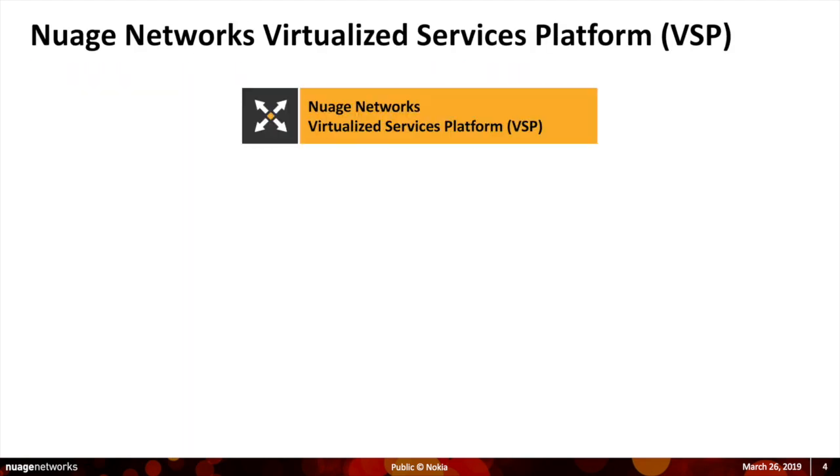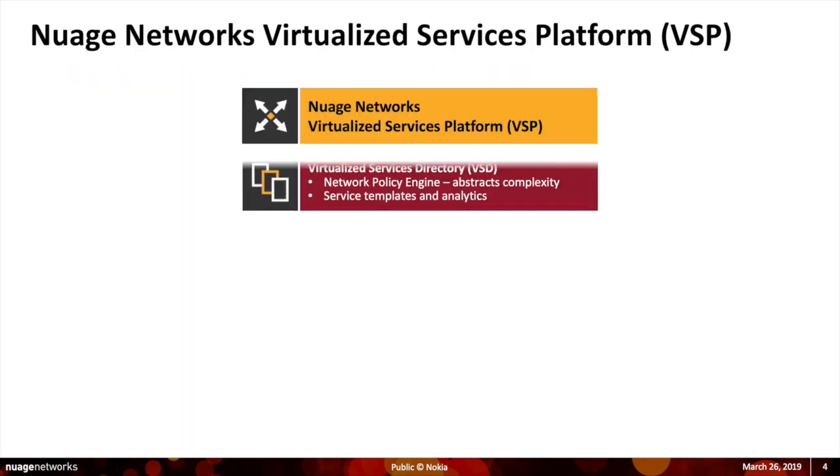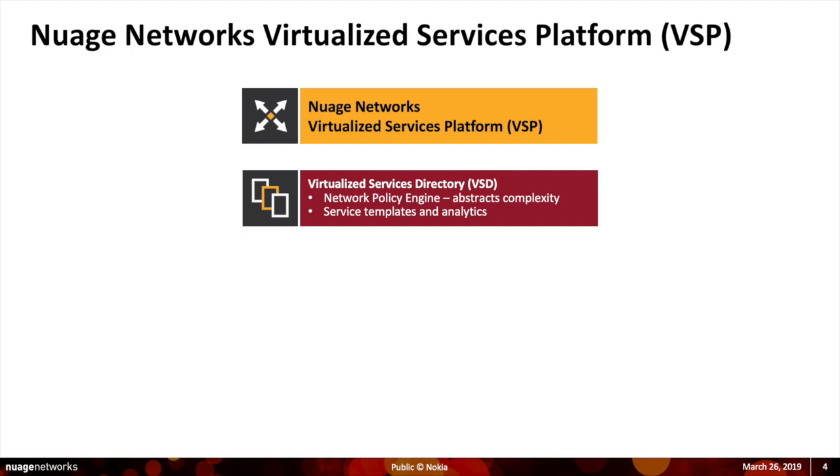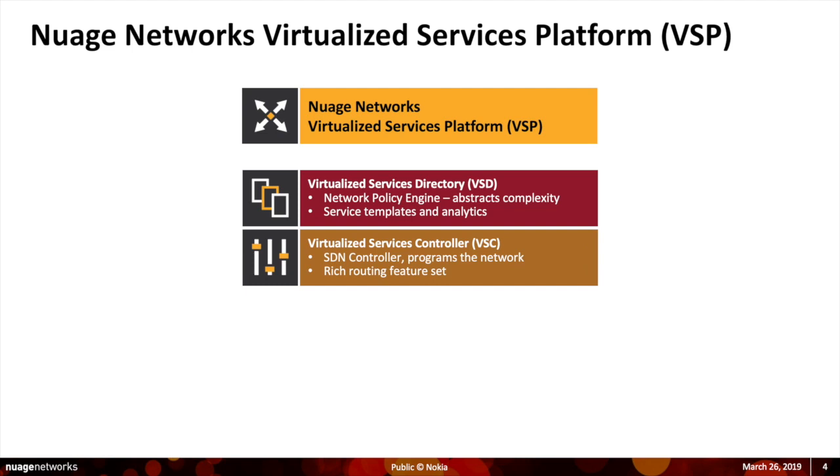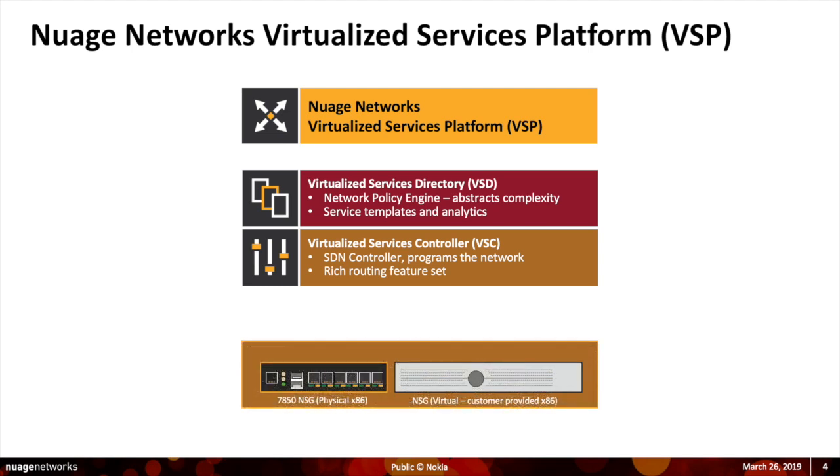The Nuage Network solution is called the Virtualized Service Platform. It's a cloud-native application that consists of a management plane in the form of a VSD, a control plane in the form of a VSC, and then the data plane is represented by an x86 physical CPE called the Network Service Gateway, or a virtual CPE that can run on any third-party UCPE.